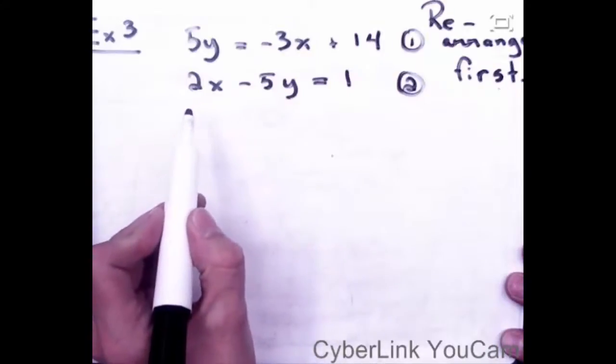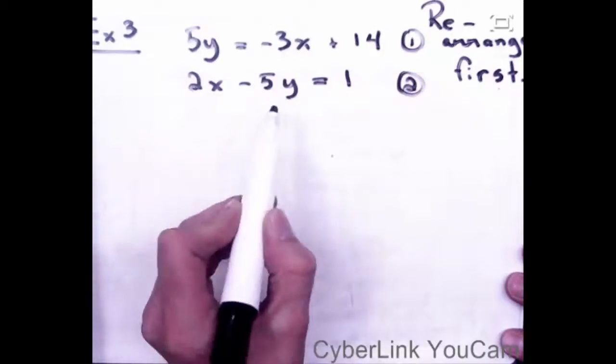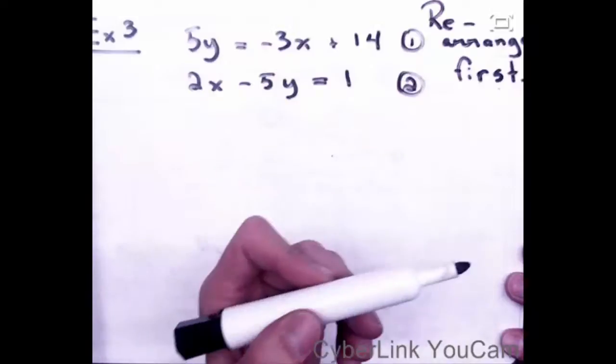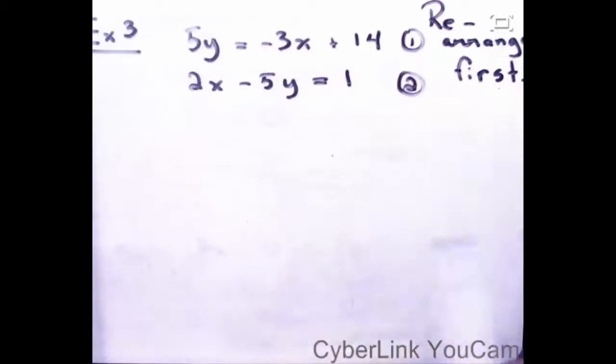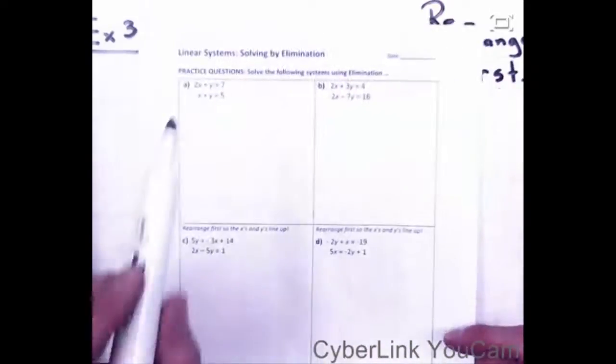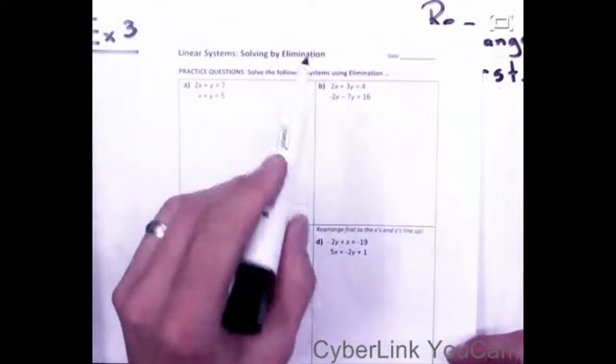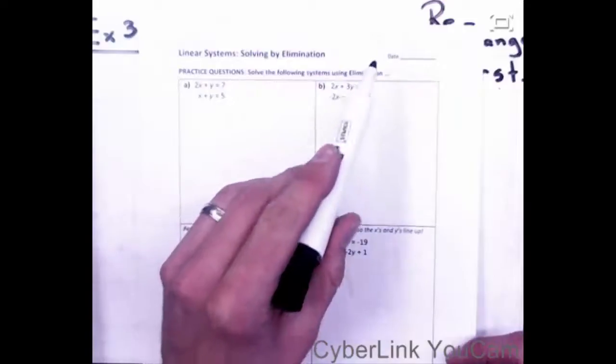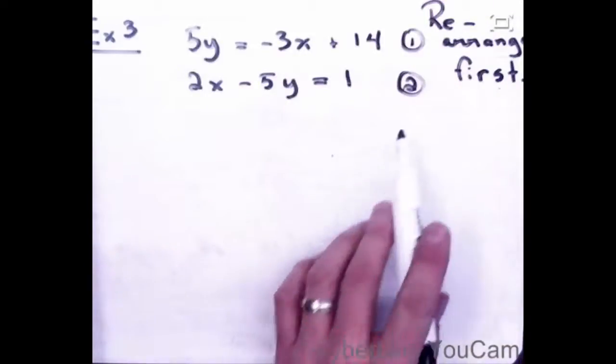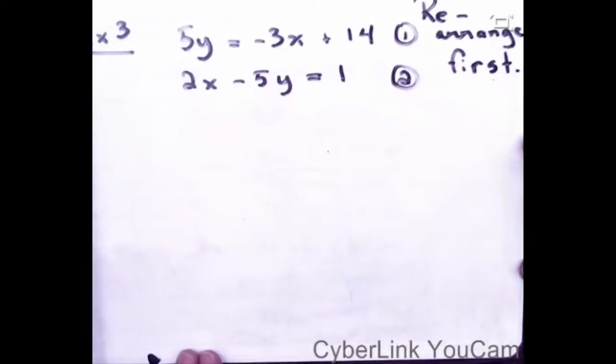Let's take a look at number 2 here. It says x, then the y's equal 1. And that's what we want. That's what we had in the earlier examples. In the earlier examples, the x's were lined up, the y's were lined up, the numbers were lined up. So number 2 seems to be okay. What could we do to number 1?